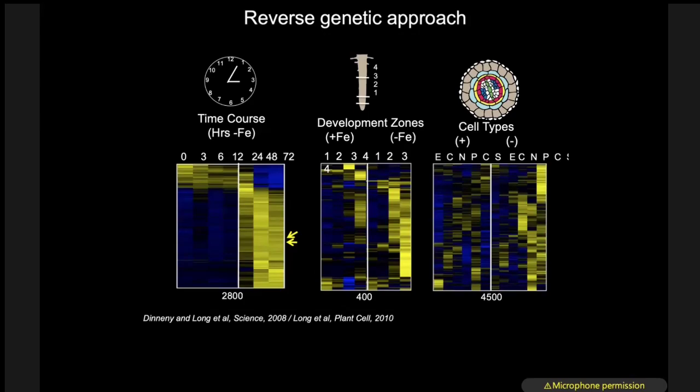So we did a bunch of microarray analysis to figure out what genes were differentially expressed at different time courses, in specific developmental zones of the root, and in specific cell types. And then we queried some of the genes that showed the most differential expression, and 2 of them have become the foundation for the work that we do in my lab today. And I have this little arrow pointing to them to segue to the next slide.